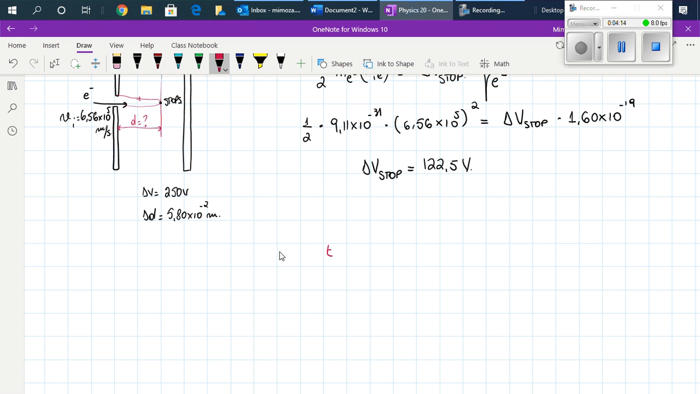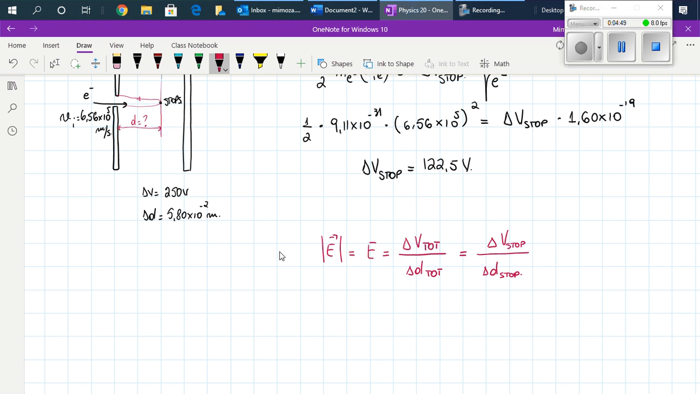Now, based on the fact that the electric field strength between the parallel plates is constant, or uniform, and it is calculated as the change of voltage between the two plates over the distance between the two plates, and it is the same at any point, we can say that this is the same as delta V where it stops over delta d where it stops.